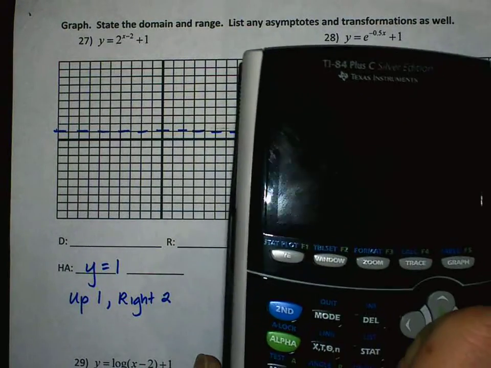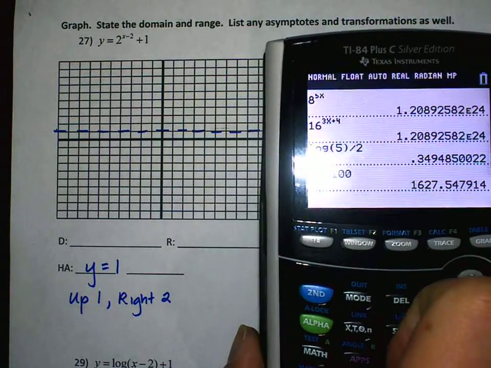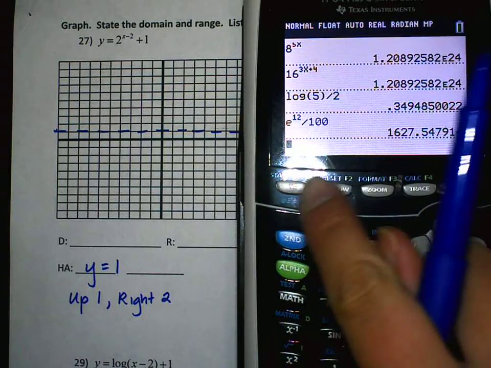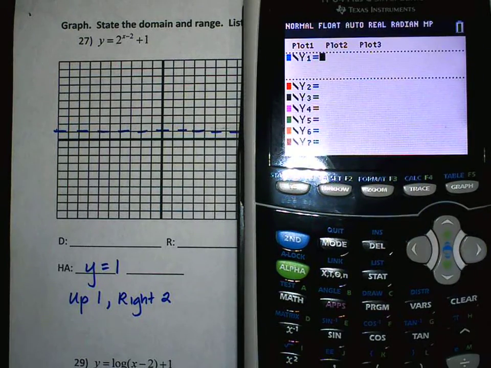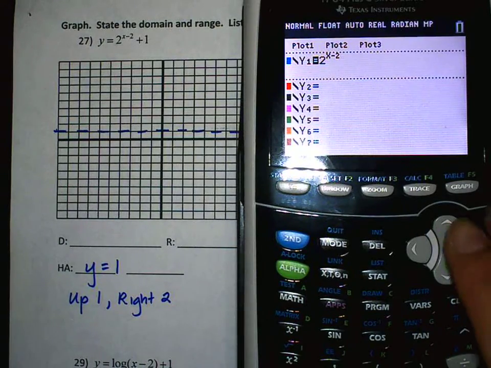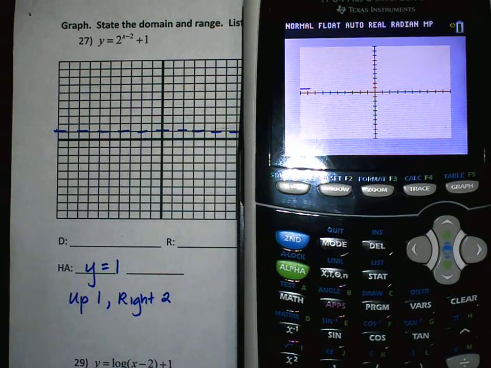let's go ahead and just plug this under y equals. Alright, and once we get it under y equals, we can go ahead and actually just look at our table. So 2 raised to the x minus 2 power, and make sure if you're using a TI-83, you put that x minus 2 in parentheses, and then plus 1. Let's take a look at what the graph looks like.